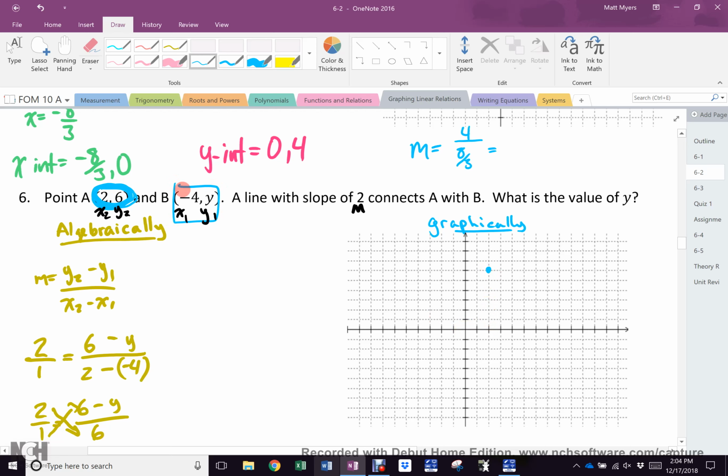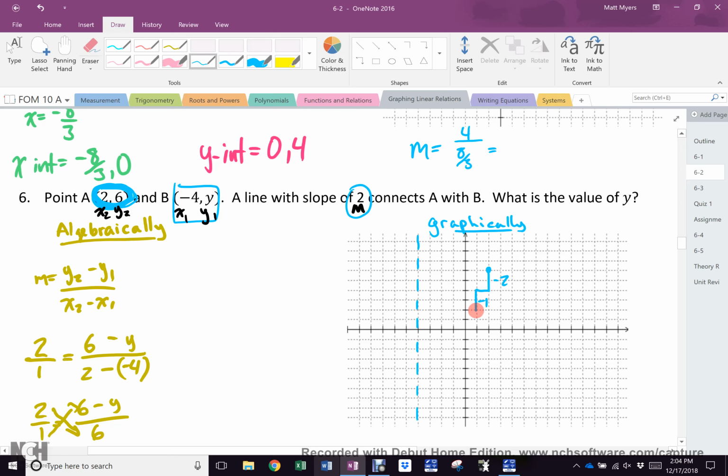Do I know anything about the other point? I only know the x value. What is it? Negative 4. So it has to be somewhere on this line, doesn't it? Does everybody follow me to there? Okay. Do I know anything else about it? I know it's got a slope of 2, yes? Down 2 over 1. Negative 2, negative 1.